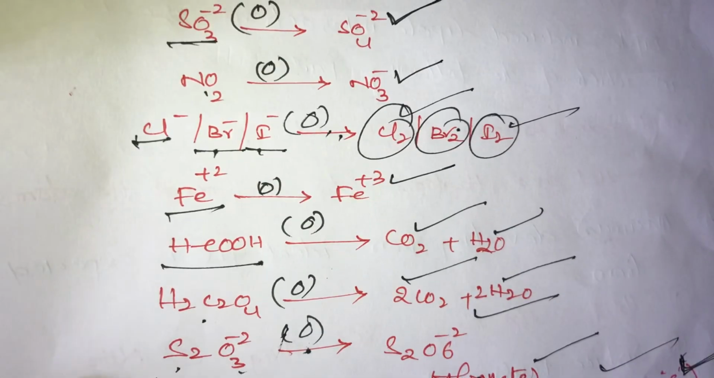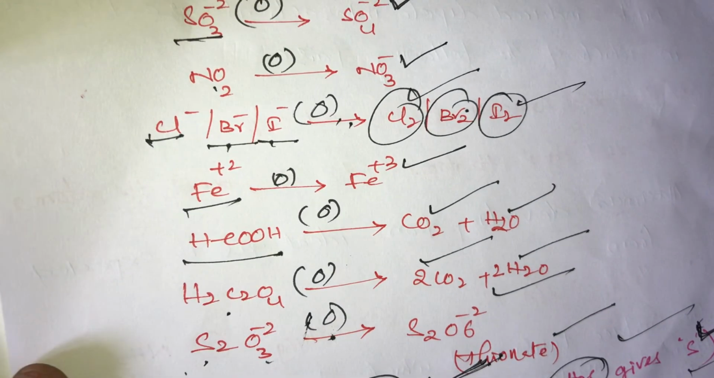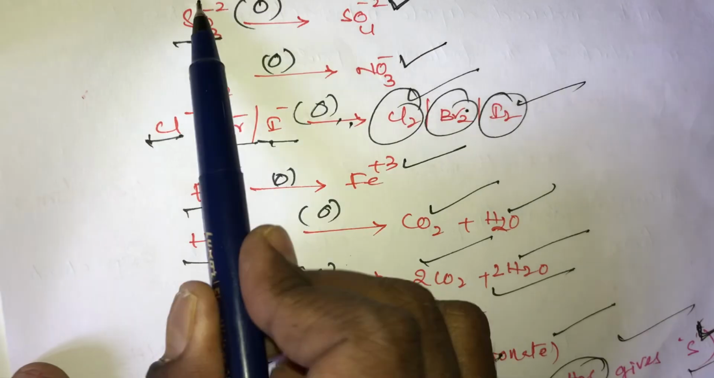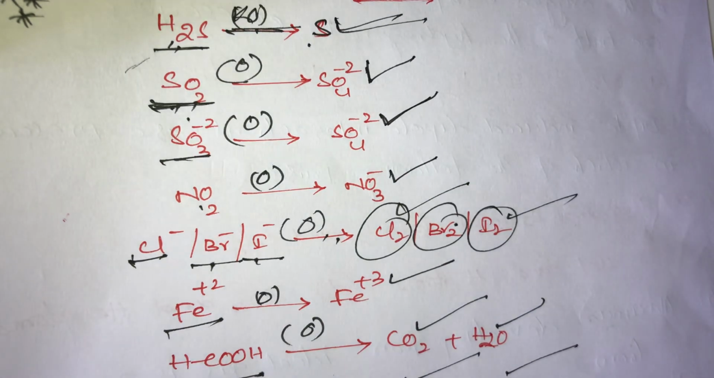These are some important oxidation reactions, students. Hydrogen sulfide, SO2: these are the important conversions of oxidation. H2S is converted into sulfur, SO2 is converted to SO4 2-, SO3 2- is converted into SO4 2-. These are the very most important oxidizers.